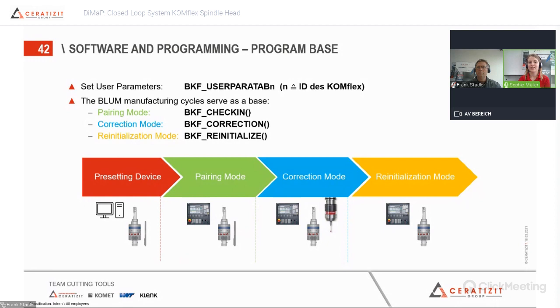There are three main functions which will follow us through the whole program. They are visualized in a schematic sequence below. The first one is the pairing mode. The second one is the correction mode, which is responsible for the adjustment of the KOMflex. And the last one is the reinitialization mode.